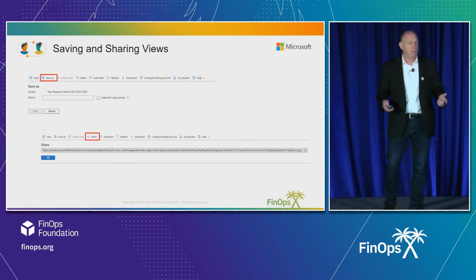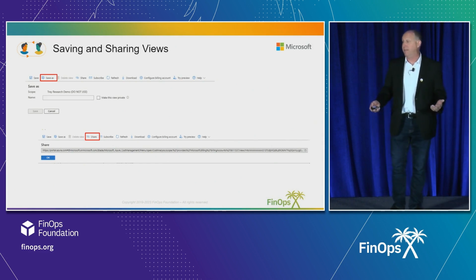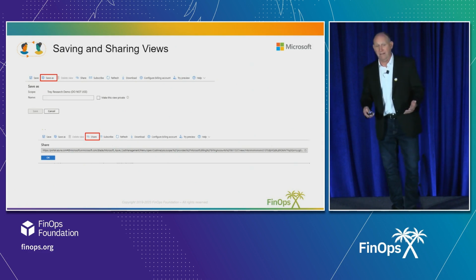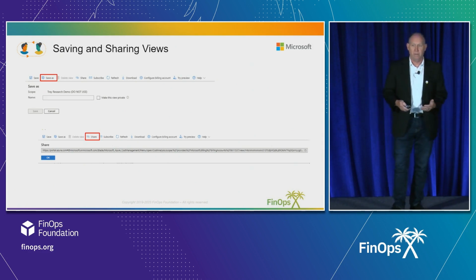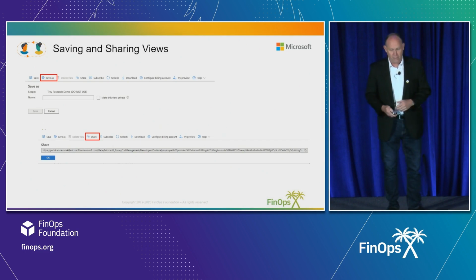But understand this is all backed by role-based access control. So by creating a view and sharing a view, I'm not giving anybody access to anything they don't already have access to. If I give this link to somebody that only has view over a small subset, when they open the view, they're going to see their subset, not the larger subset that I might have. So you're not giving away access by giving away a view or granting anything.